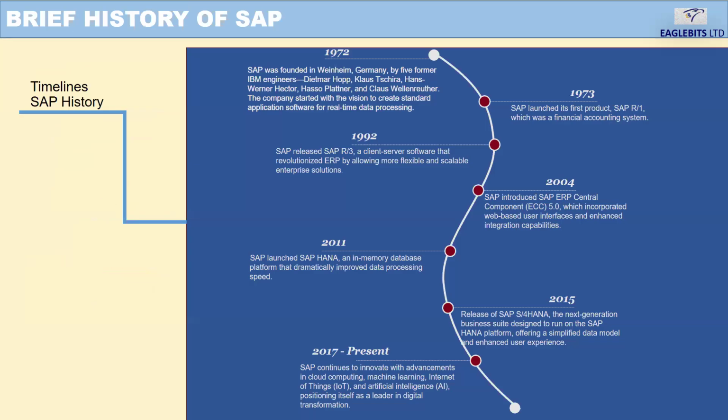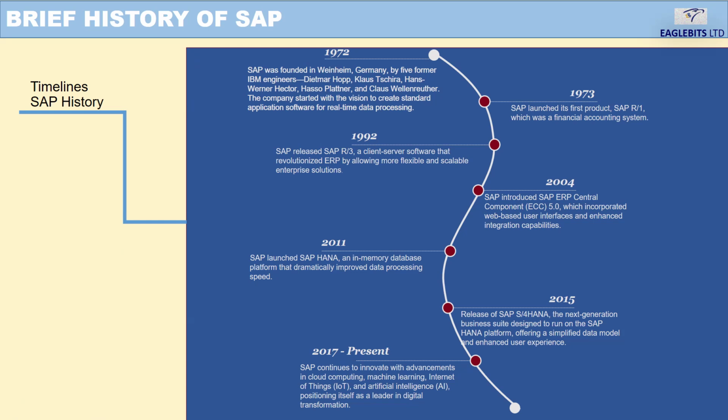So we'll just look at the brief history of SAP. SAP started in 1972, and it was founded by about 5 former IBM engineers. The company started with a vision to create standard application software for real-time data processing.